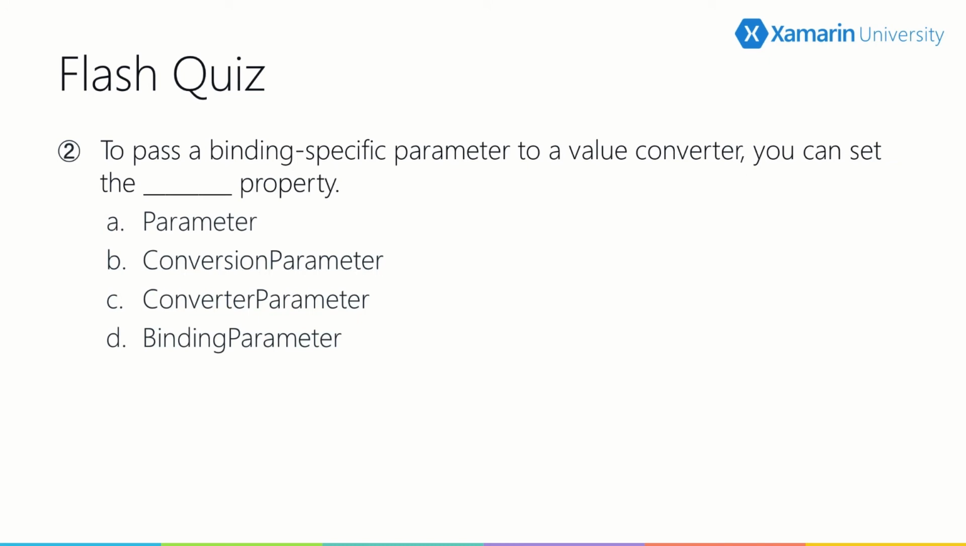Number 2. If we want to pass a binding specific parameter to a value converter, how would we set that? Is it A, the Parameter property of the converter? Or B, the ConversionParameter property? Is it C, the ConverterParameter property? Or D, is it called BindingParameter? And that's a bit tricky because we haven't explicitly used that in our exercise, but it's really the ConverterParameter property. Answer C would be correct.